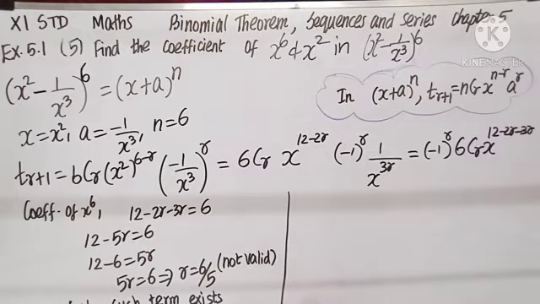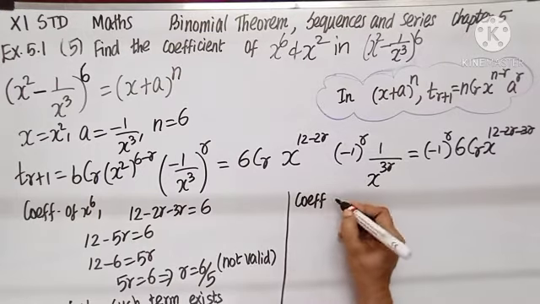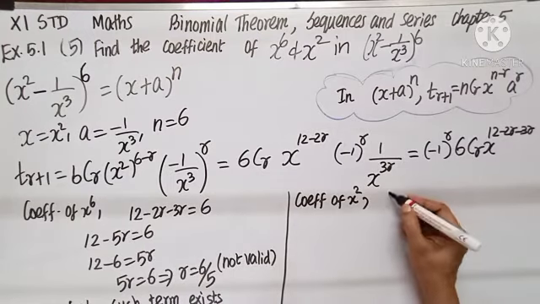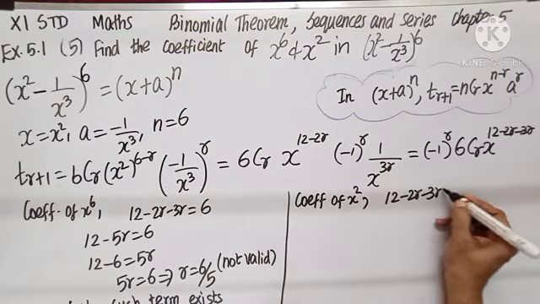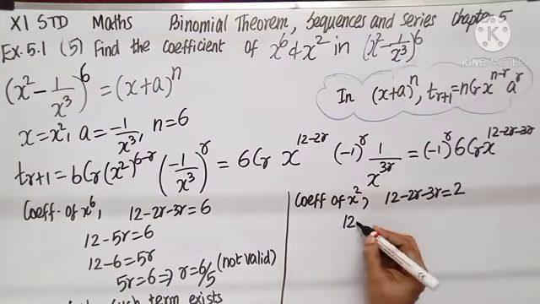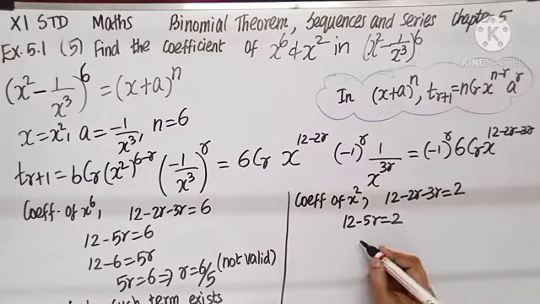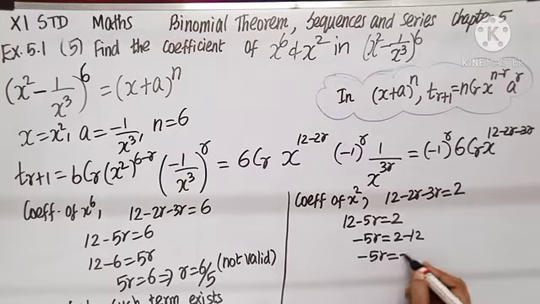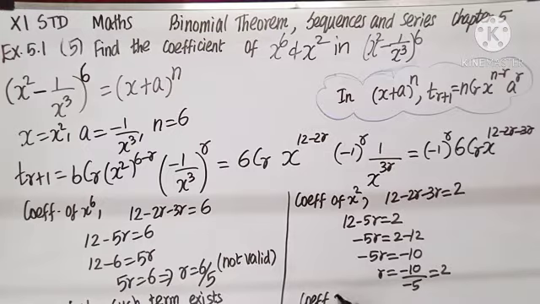Now, the second part of the question. I want coefficient of x squared. The same power, 12 minus 2r minus 3r, compare with the power 2. 12 minus 5r is 2, or minus 5r is 2 minus 12. Minus 5r is minus 10, r is minus 10 by minus 5, that is 2. That is valid.